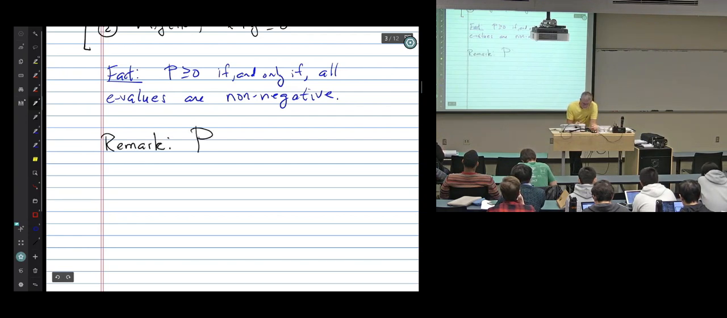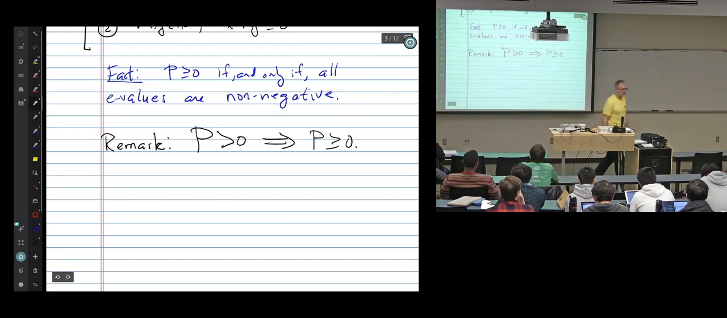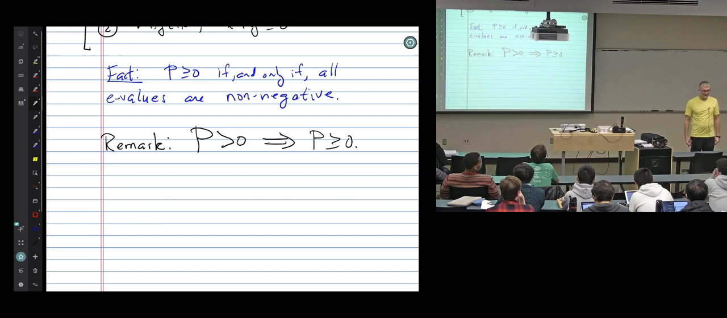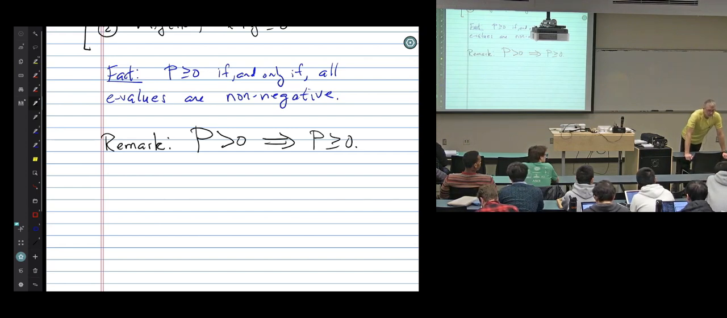Remark: P positive definite implies P is positive semi-definite, okay? I think that's partly what you're asking too. So if I know a matrix is positive definite, and the statement says it's positive semi-definite, the answer is true. It's true.